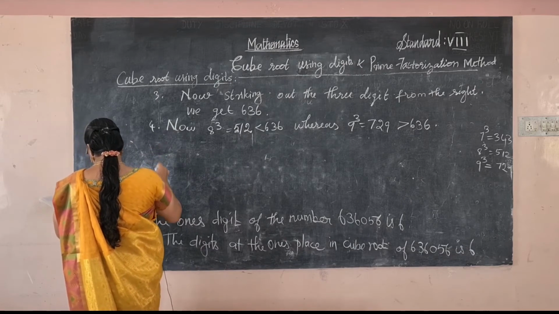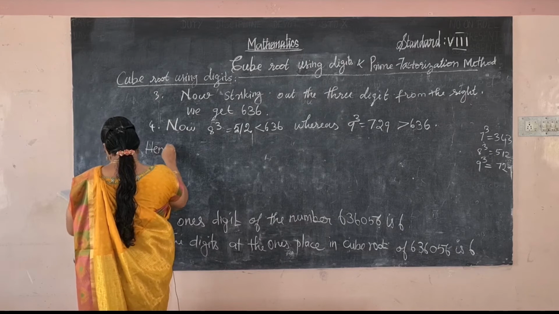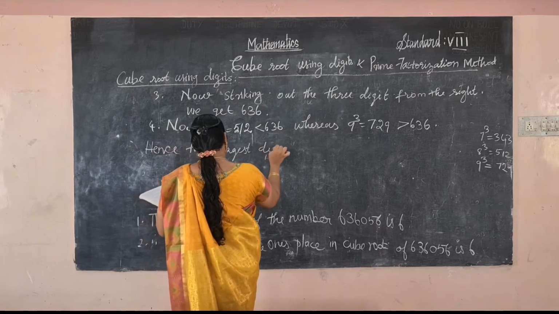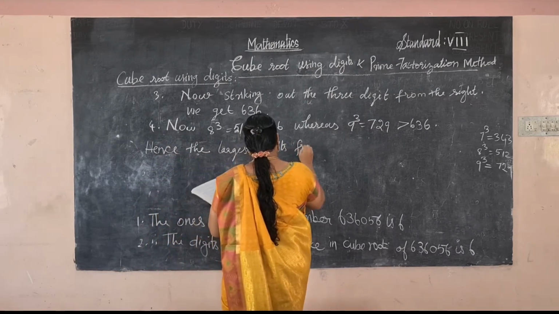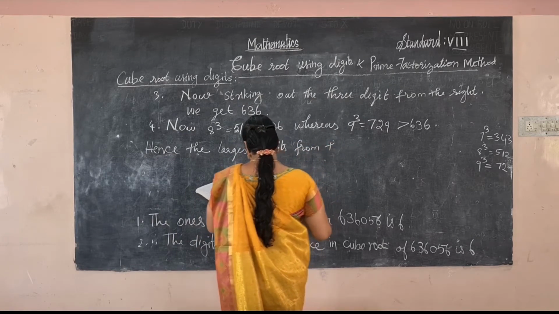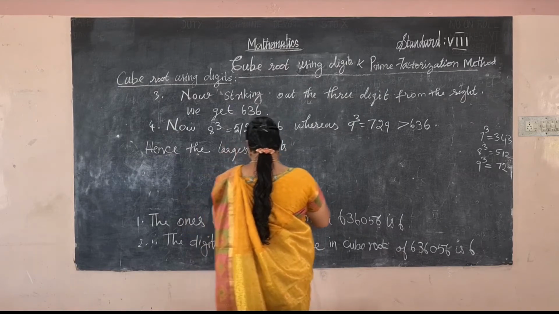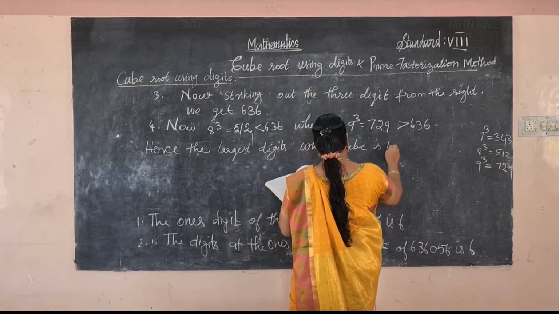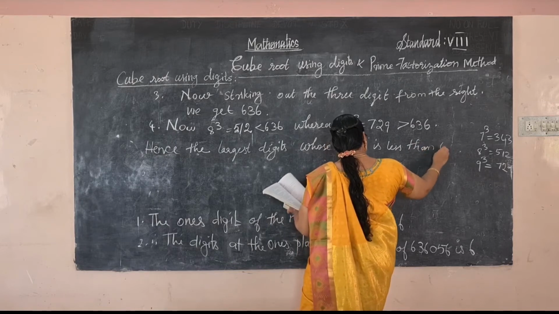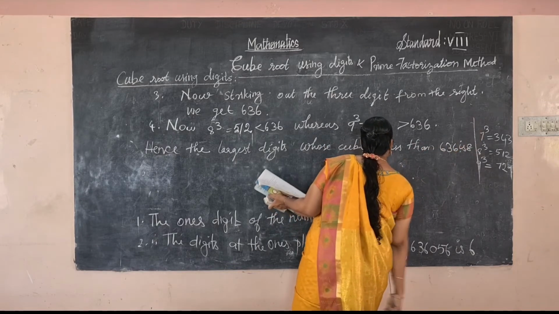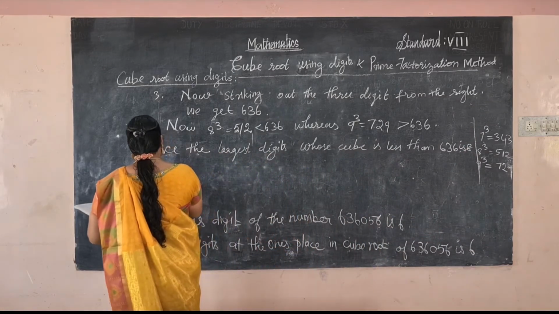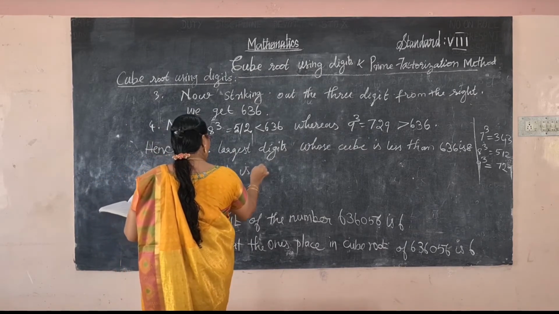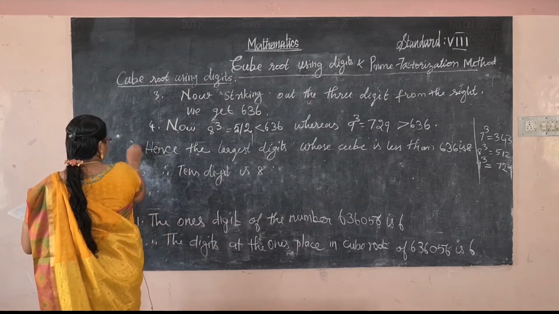So the largest digit whose cube is less than 636 is 8. Therefore, the tens digit is 8.